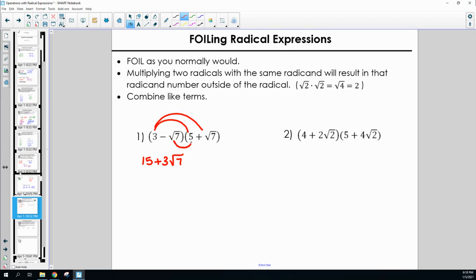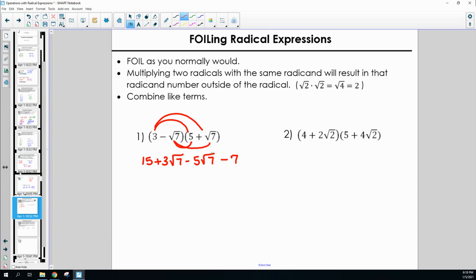Negative square root of 7 times 5. So I'm multiplying negative 1 times 5. So that's negative 5 square root of 7. And then negative square root of 7 times positive square root of 7. So I'm multiplying the numbers in front, negative 1 times 1, so that's going to be negative 1. Square root of 7 times square root of 7 would be square root of 49, which is 7.